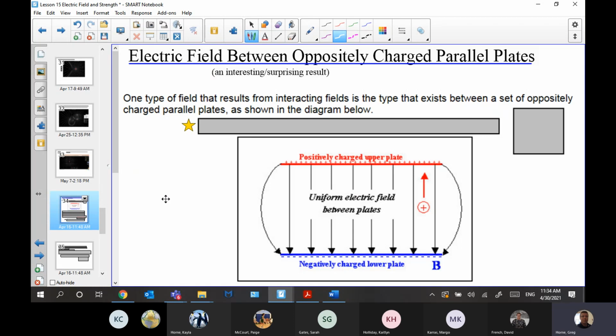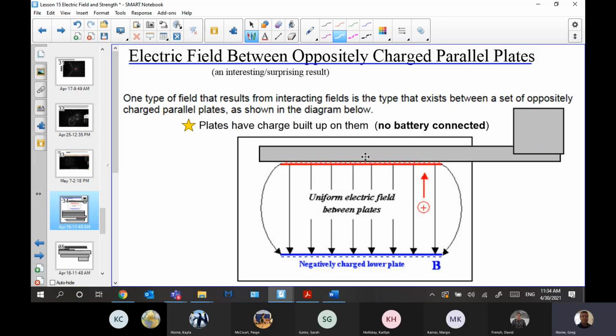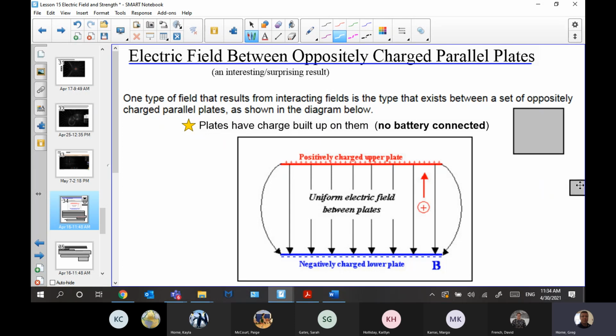One other neat one to show you, and I'm deliberately showing you parts of this chapter. If you do read through it, like I said, it's rough, but try it. There's more than one version of this right here. I'm going to show you a field that shows up between parallel plates that have a charge on them. These are parallel plates that have a charge built up on them. There isn't a battery connected. A battery was connected originally, maybe to charge it up, but now you've removed the battery, and these things just have a charge on them.